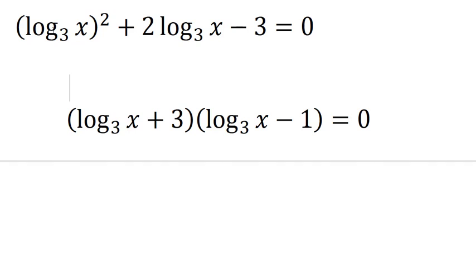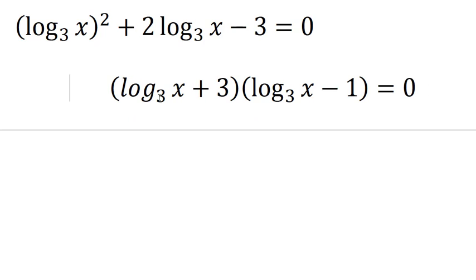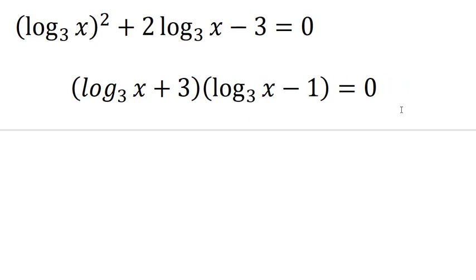So it is k squared plus 2k minus 3. Always double check your factorizations. I've got the squared. I've got 3 times minus 1. I've got a plus 3 log x and a minus log x. Perfect. So if you have a factorized expression equaling 0, we can say one of the two must be 0.